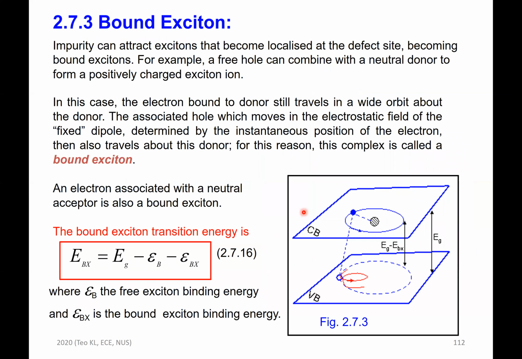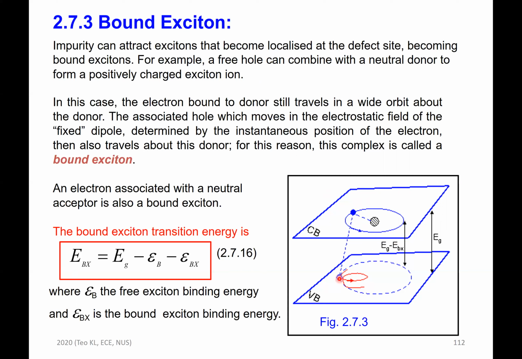Now, next, besides free exciton, we have bound exciton. Impurity can also attract exciton, and they become localized at the defect state. One simple example is electron bound to donor. So if we have a donor down here and we have an electron orbiting around the donor, slightly below the conduction band, this is a plane of the conduction band. So just below this plane, you have the donor state.